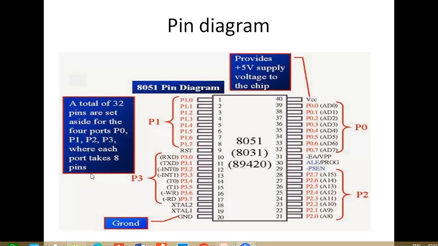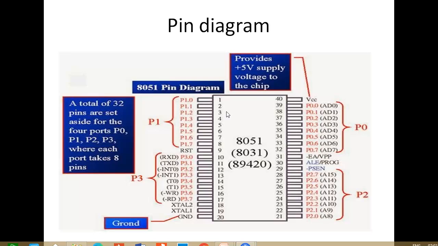The pin diagram is of a 40 pin IC, the 8051 microcontroller. We will discuss it one by one, from pin number 1 to pin number 40. In the previous lecture I told you the basic features of the 8051 microcontroller. It's a 40 pin IC.